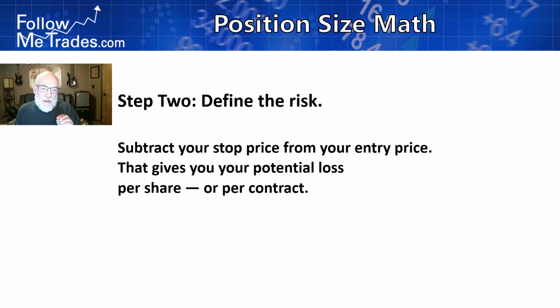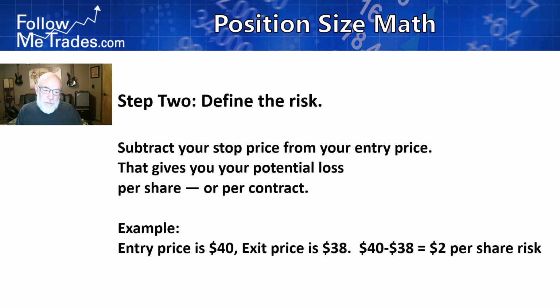And by that I mean you take that stop price and you subtract it from your entry price. Wherever it is you're going to enter the trade, and you've defined your exit, and the difference between those is your risk. The potential loss per share, per contract, whatever it is you're trading, it's the same across all instruments. Okay? You simply define the potential loss per share per contract. And for example, if your entry price on a stock's $40, the exit you've determined is 38, then 40 minus 38 is $2 per share risk.